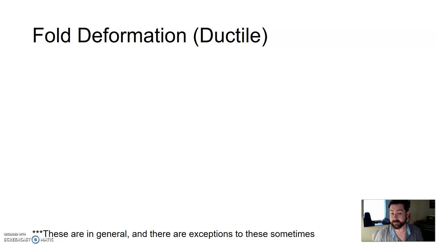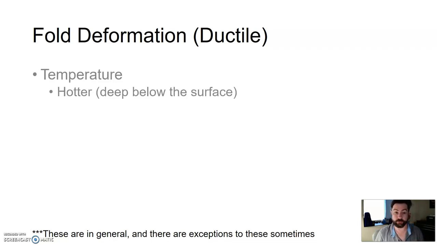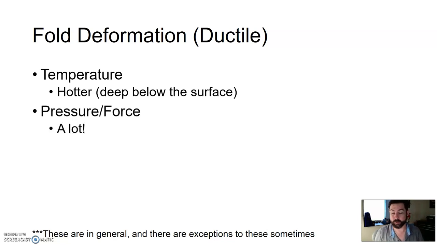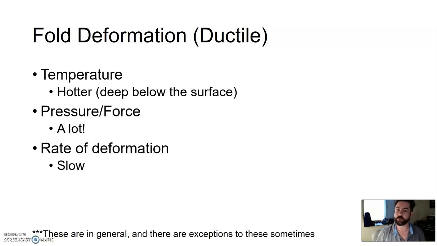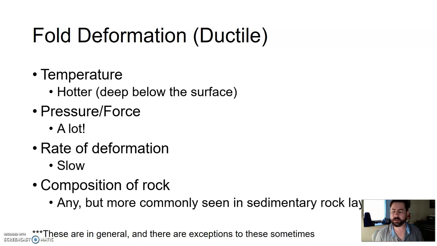The conditions in which you would get this, again, in general, there's always exceptions, but the typical conditions are where rock's a little bit hotter, so therefore deeper down below the surface. The warmer a rock is, the easier it is for it to bend. Pressure or force, a lot. Whether it's a fault or a fold, you need a lot of pressure. Rate of deformation, in this case, rather slow. Faulting fast can break, but actually rather slow deformation. As far as composition, any, but more commonly seen in sedimentary rock layers.